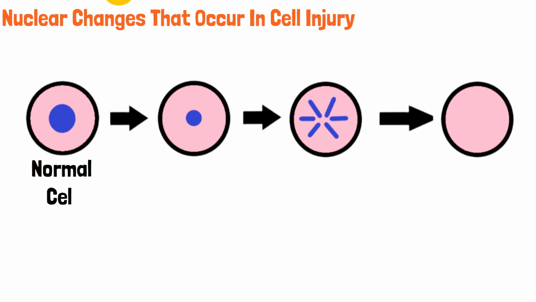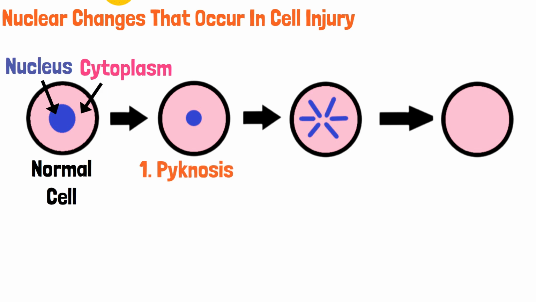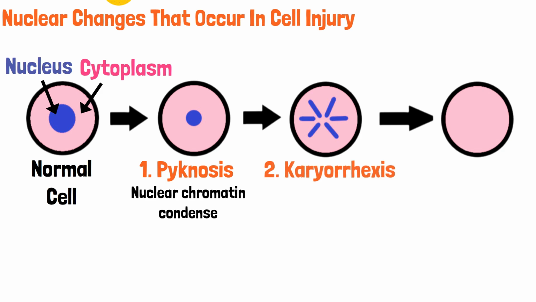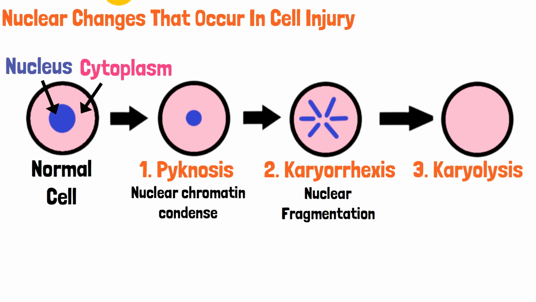This is a normal cell. Let's assume the blue part to be the nucleus, and the pink part is the cytoplasm. First process is known as pycnosis, in which the nuclear chromatin condenses. Second is karyorrhexis. Karyo means nucleus, and rrhexis means fragmentation. So, in this process there is nuclear fragmentation. And lastly, the third process is karyolysis, in which there is complete dissolution of the nucleus. So these processes complete irreversible cell injury.